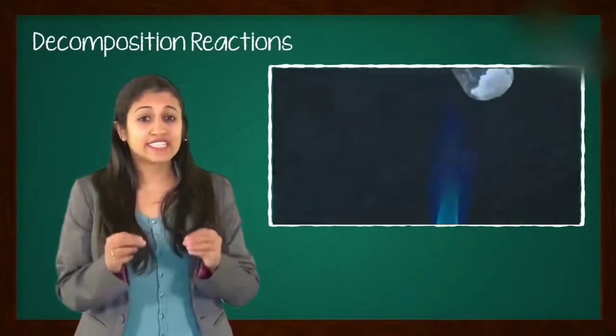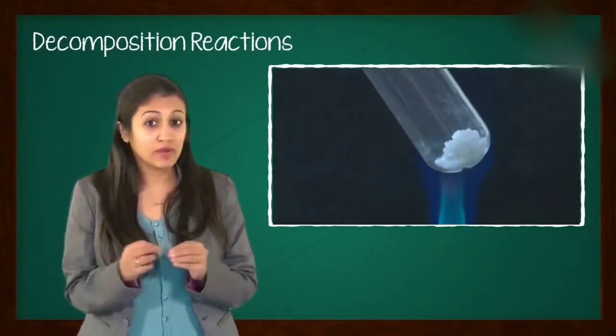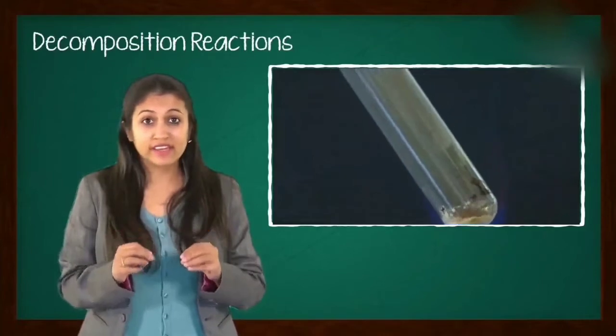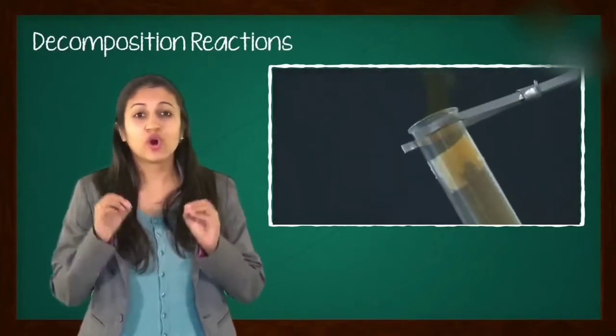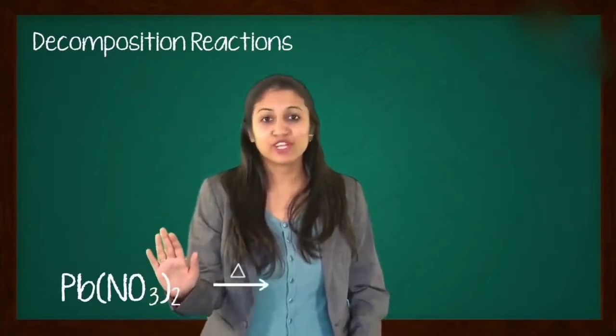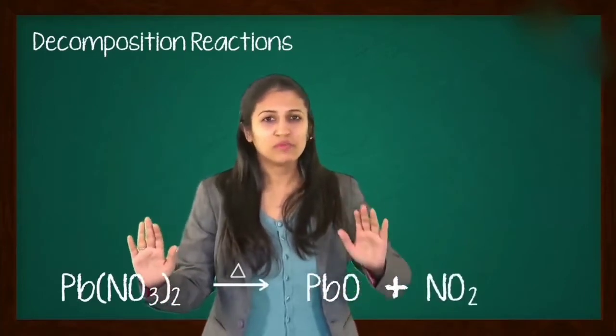Example 2 is the decomposition of lead nitrate. So what we'll do is we'll actually heat up lead nitrate and see what happens. Lead nitrate will decompose into lead oxide, nitrogen dioxide and oxygen. To represent that in an equation, Pb(NO3)2 when heated will give you PbO plus NO2 plus O2.